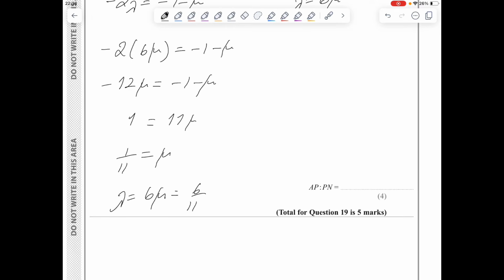Now, the ratio we want is AP to PN. AP is lambda, PN is 1 minus lambda. We found lambda to be 6 over 11, therefore 1 minus lambda is 5 over 11, and if I simplify this one, I'll get 6 to 5.